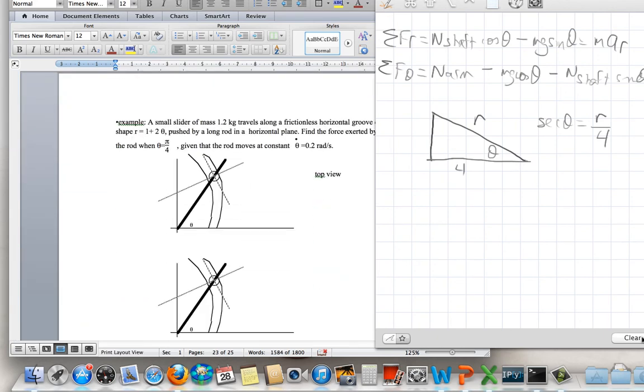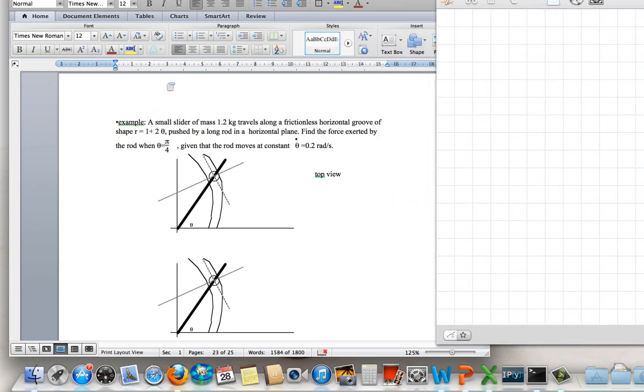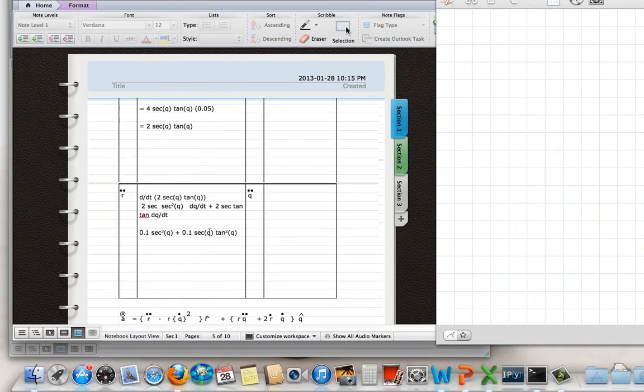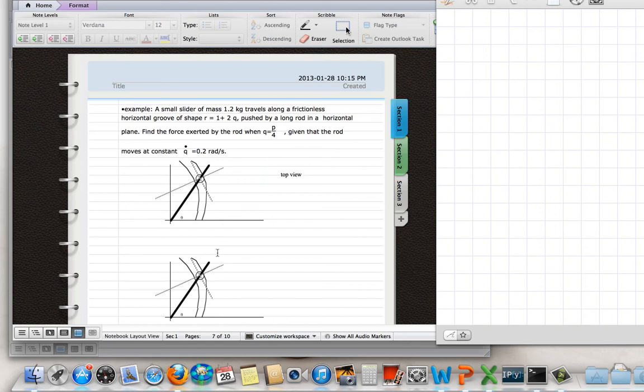Let's try another dynamics problem in cylindrical coordinates. So here we've got a slider which is being again pushed by a rod through a groove. This time the groove is horizontal, so we're looking at it in top view, and we don't need to worry about gravitation. So let's consider again the force diagram. There's just going to be two normal forces acting on this object.